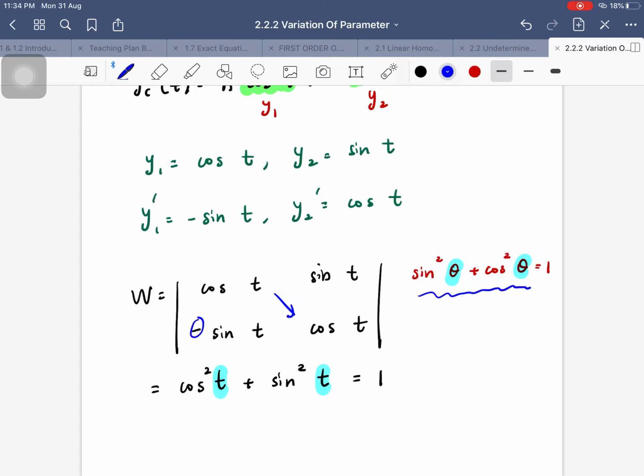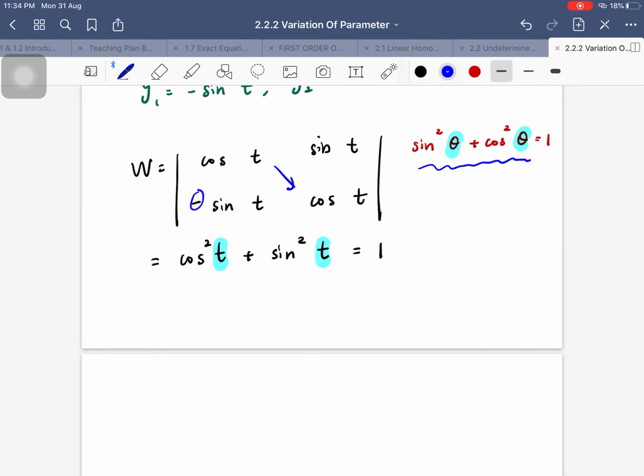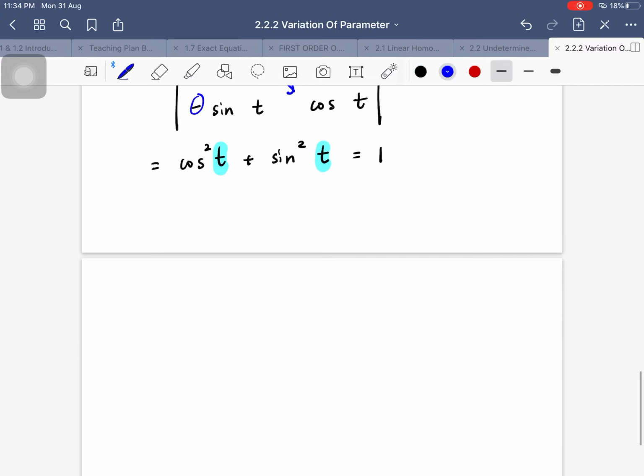So it's a good idea for you to remember this, and I'm pretty sure you do, because this is something we have come across since school years. It's a very common identity, that sine squared theta plus cos squared theta is going to equal 1. Alright, so now I'm going to start calculating u.